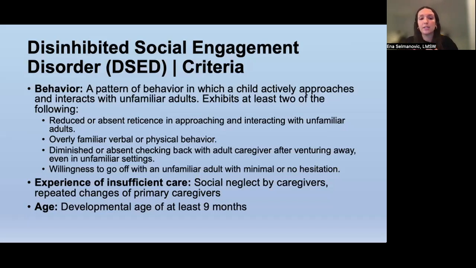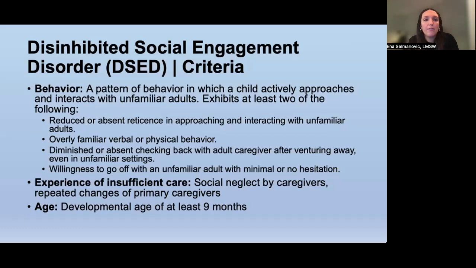Individuals or children with this disorder can have secure attachments to their caregivers. The attachments to their caregivers do not have to be disordered in order for them to meet criteria for this. They can still meet criteria about how they interact with unfamiliar adults while still having a secure attachment to their caregiver. So that's just something to note.